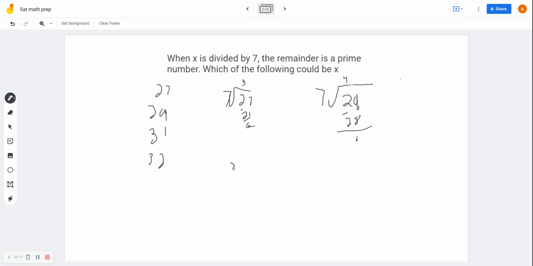Next one, 31. And then I think 31 would be 4 here. And then we get a 3. And 3 is a prime number. So the answer would be 31. Some people might be wondering, why is 1 not a prime number? 1 doesn't fit a prime number. A prime number would be 2, 3, 5, 7, continuing like that.